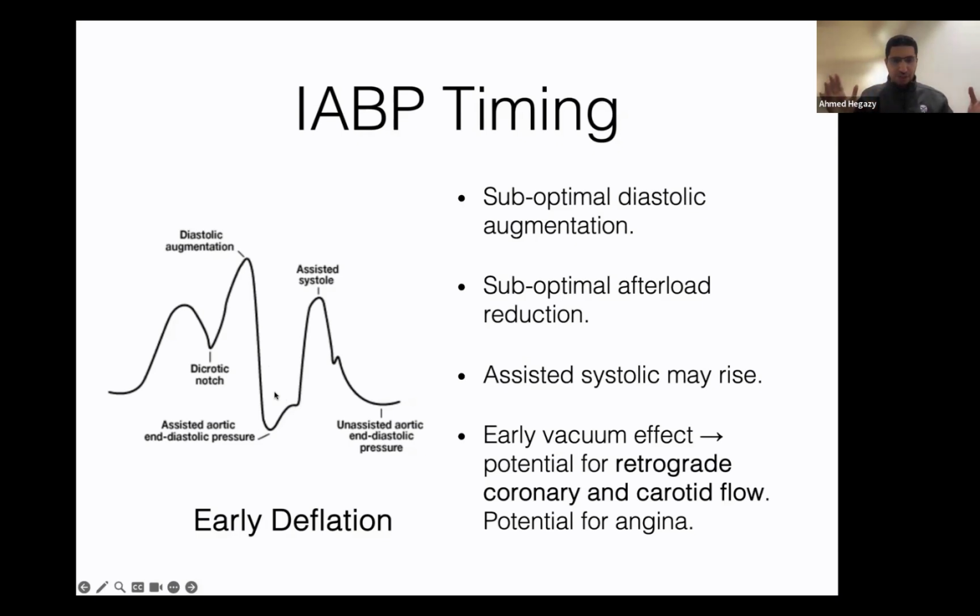The ideal time for deflation and getting that vacuum effect is at the onset of systole, and your vacuum effect is too early. It's not happening at the onset of systole. And then your assisted systolic may start rising. You'll see that the assisted systolic here is not lower than your native systolic, because you're not really getting an afterload reduction. So another potential theoretical concern is that early vacuum effect can lead to potential retrograde coronary and carotid flow, and the potential for angina. This, however, is a bit of a theoretical concern.